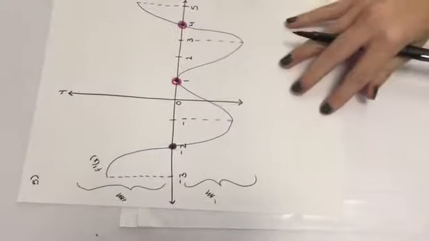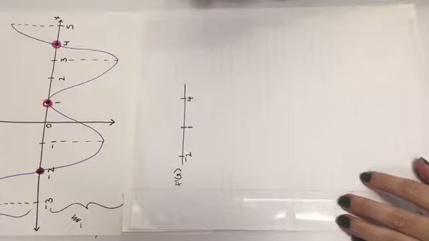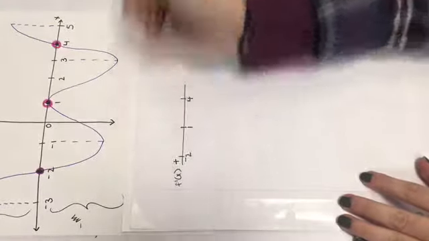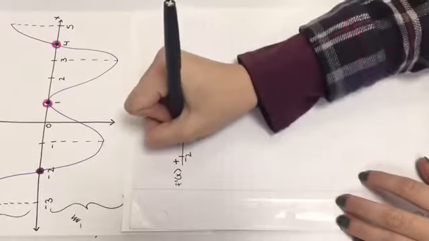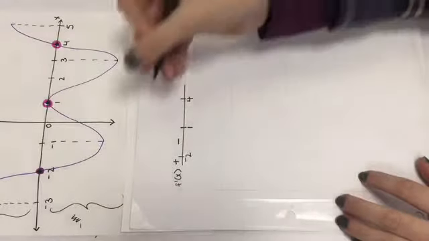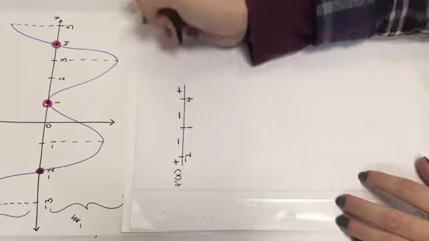Going back to our number line, we see that before -2, f prime of x is positive. From -2 to 1, we see that f prime of x is negative. And again, it's negative between 1 and 4, and then positive from 4 on.